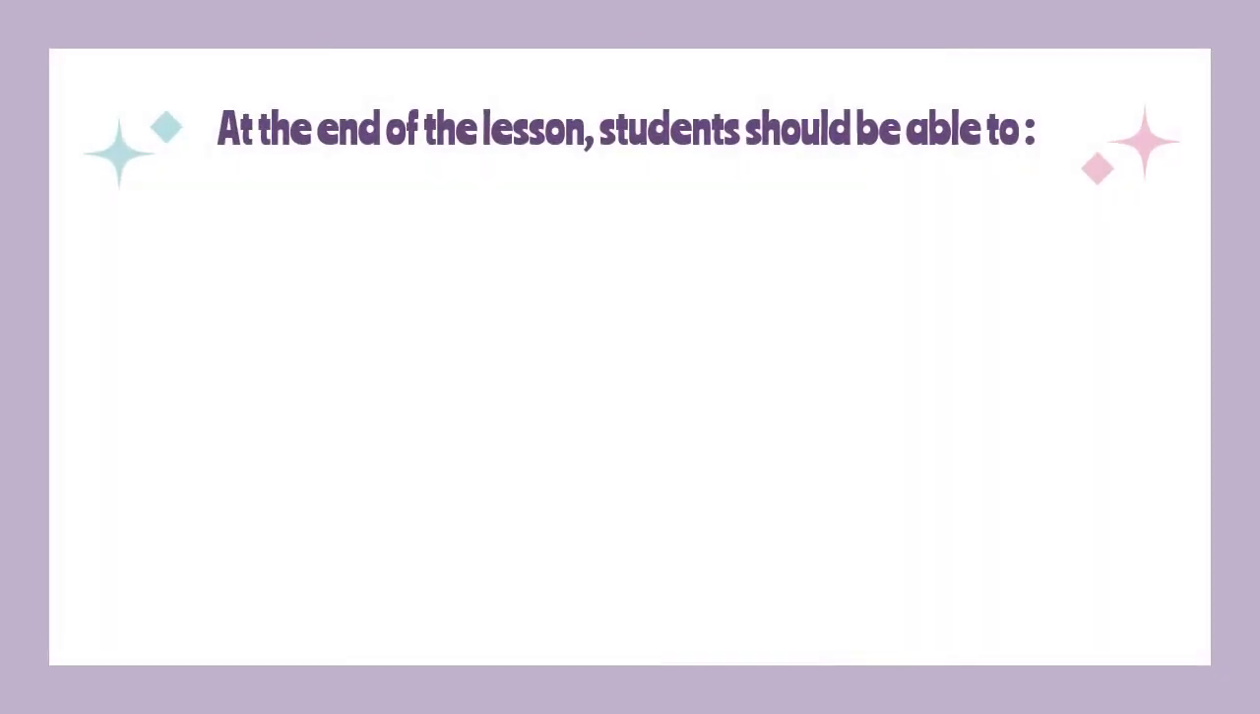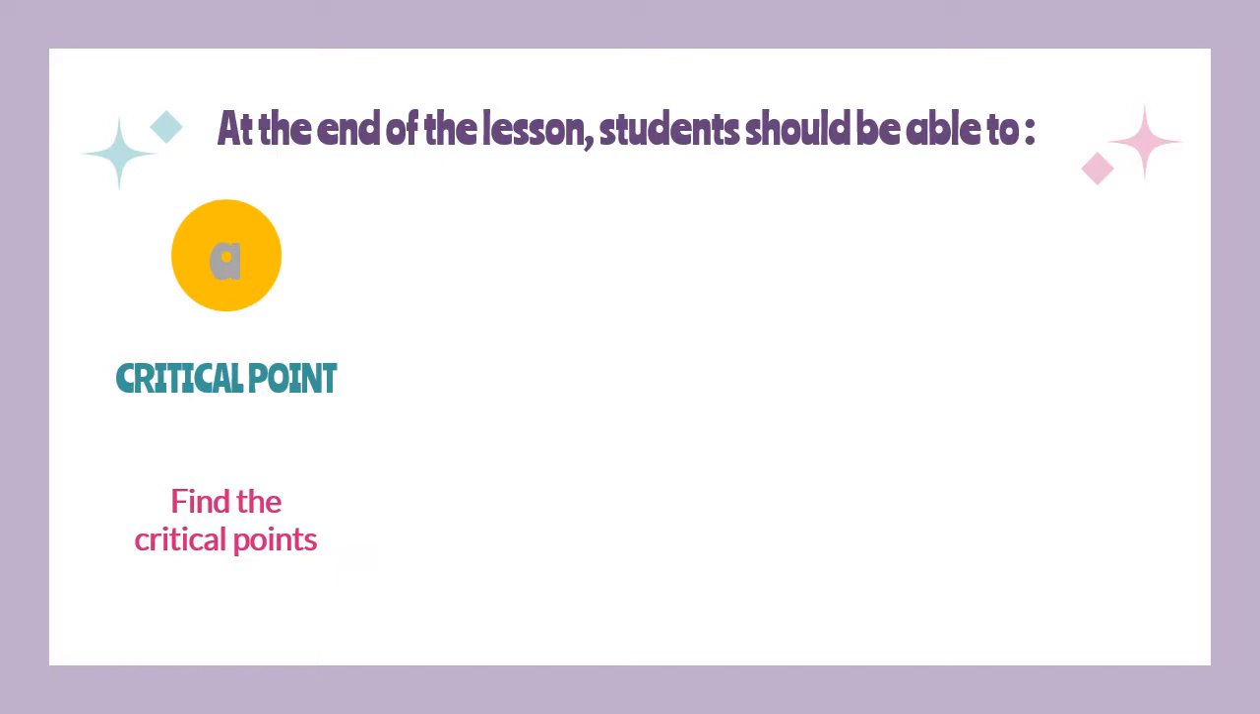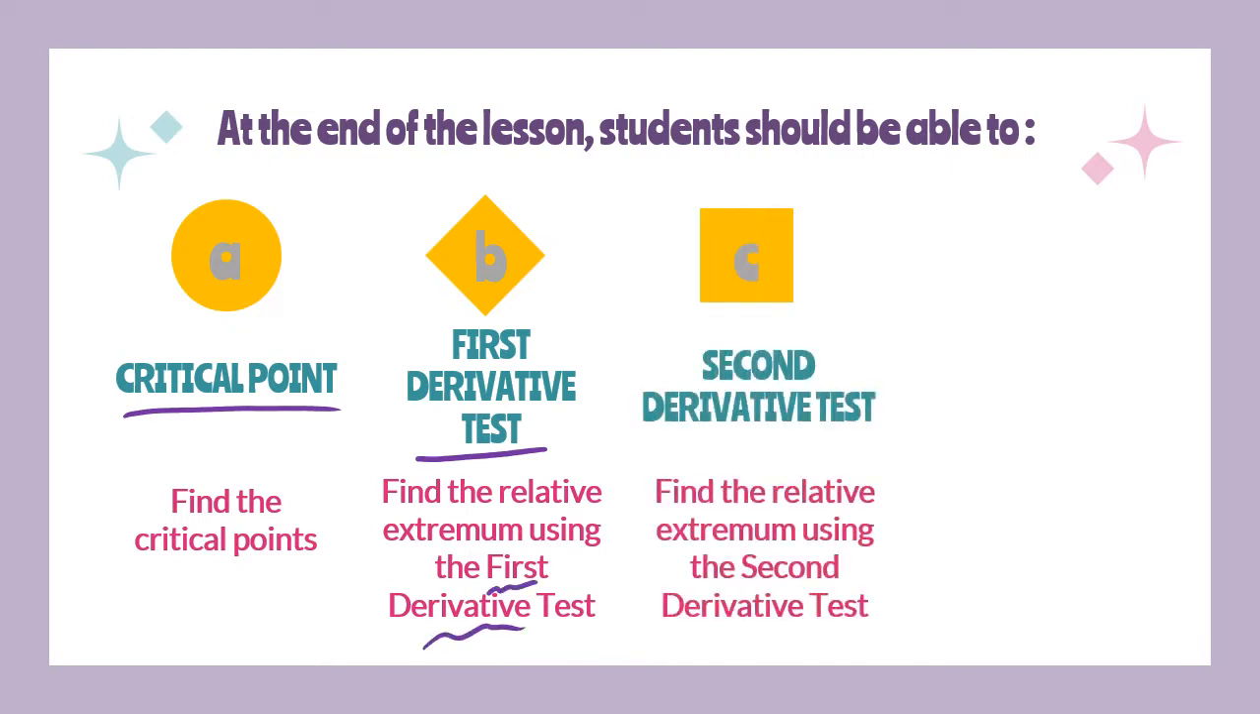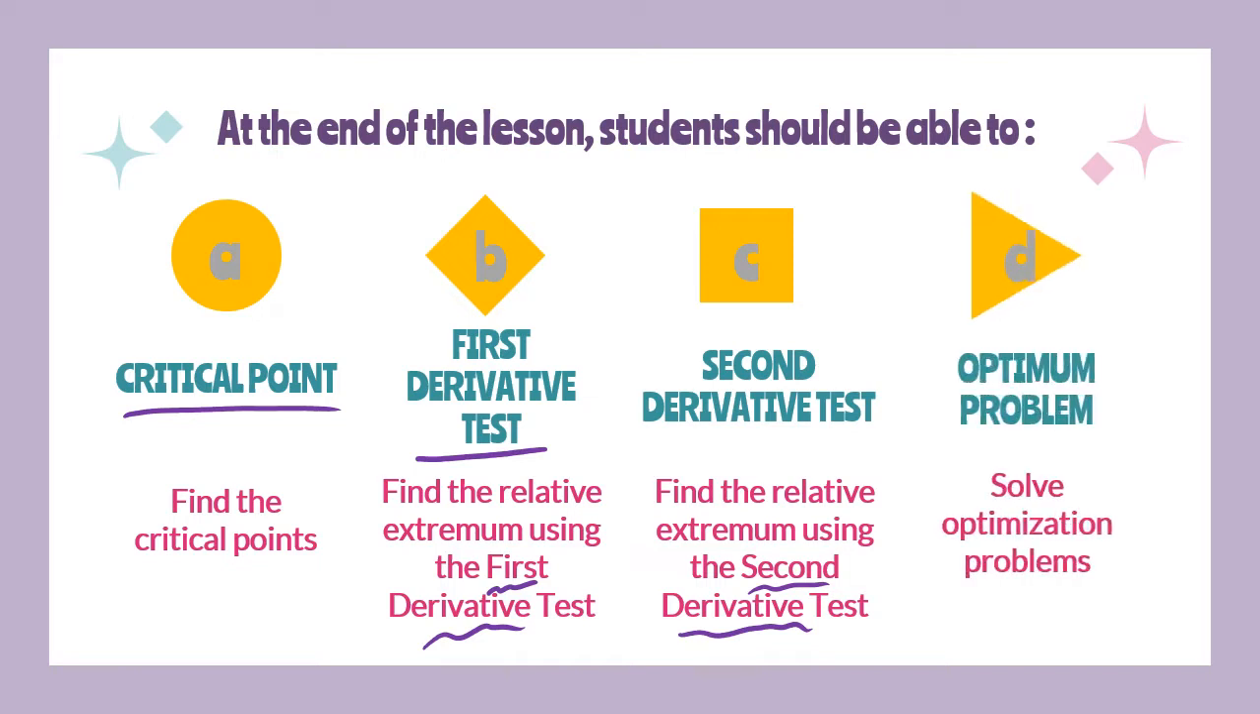At the end of the lesson, students should be able to, the first one, find the critical points. The second one is to find the relative extremum using the first derivative test. And the third one is to find the relative extremum by using the second derivative test. Means that we can find the relative extremum by using two methods, which is the first derivative test and the second derivative test. And then the last one is to solve optimization problems.